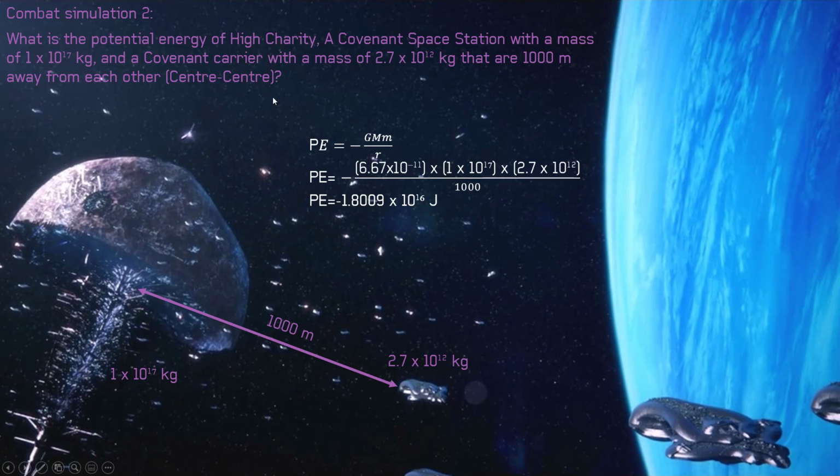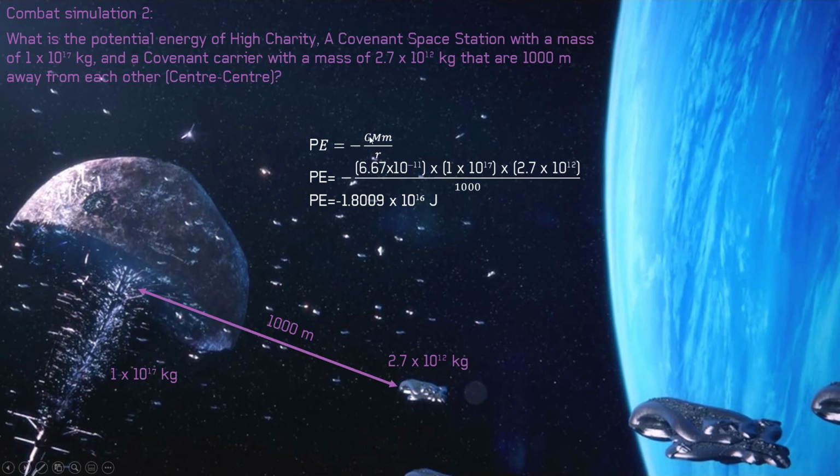So we don't need to worry about the internal radius of the space station or this. We just know that from the center of this space station to the center of this spacecraft is just 1,000 meters. So we don't need to worry about adding anything.